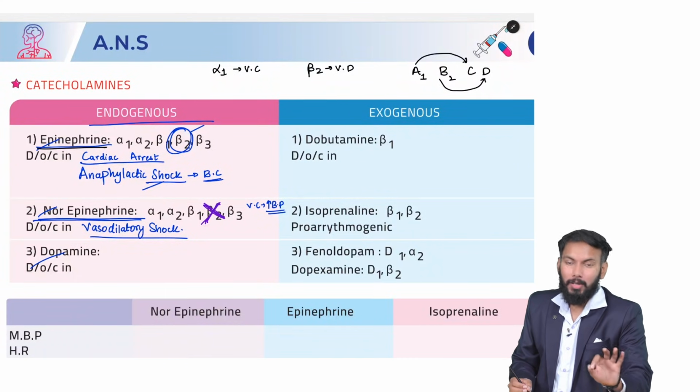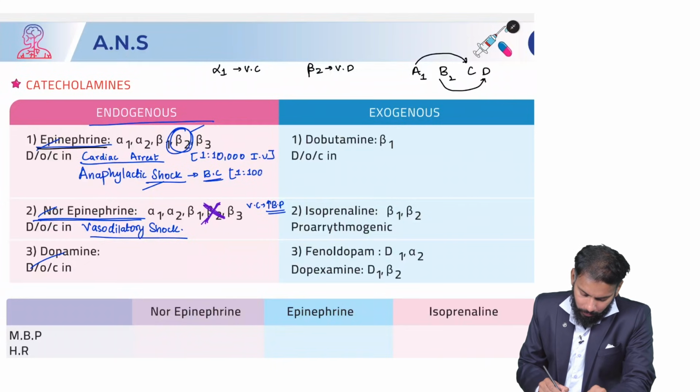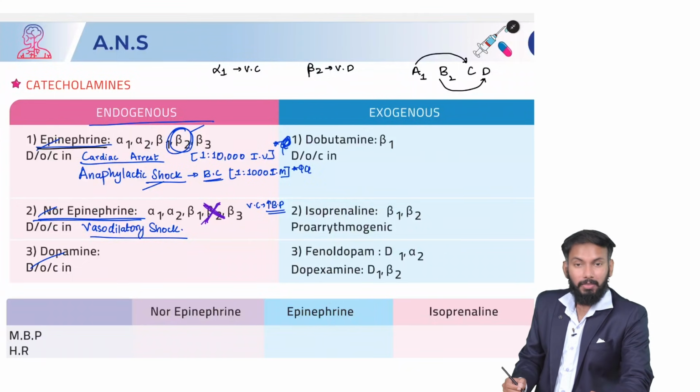The doses are what is important. In cardiac arrest, we will give 1:10,000 IV, and in anaphylactic shock, we give 1:1000 IM. Most commonly asked in the exam. This is very, very important for the exam.